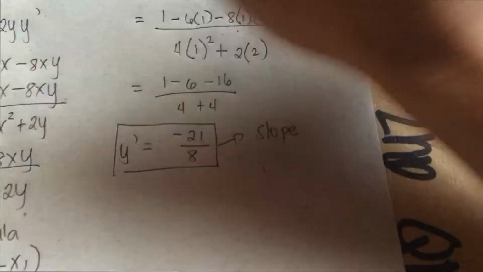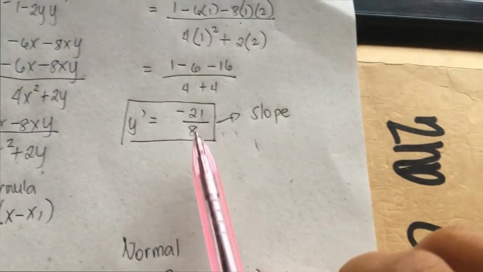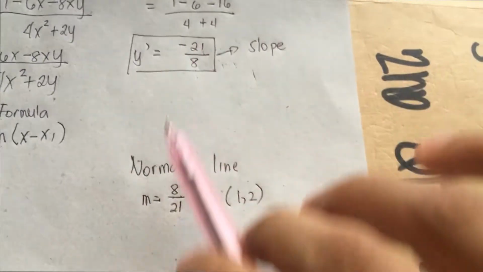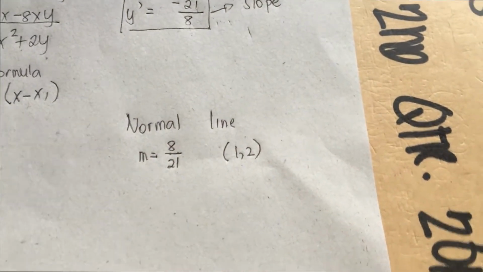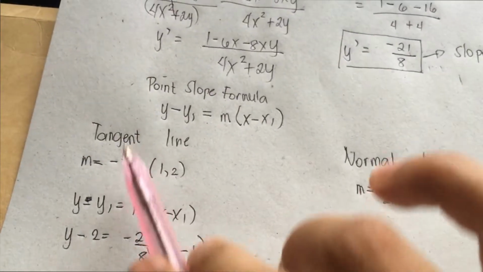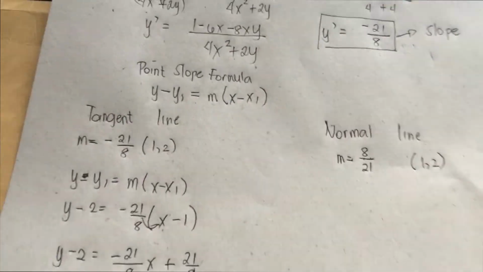So, what does negative reciprocal mean? What is the reciprocal of 21 over 8? Isn't it 8 over 21? But it is negative, so what is the opposite of negative? It should be the negative reciprocal. Negative times negative means positive. So, 8 over 21 is its slope. Again, the negative reciprocal of negative 21 over 8 is positive 8 over 21. Just flip it, then flip the sign.